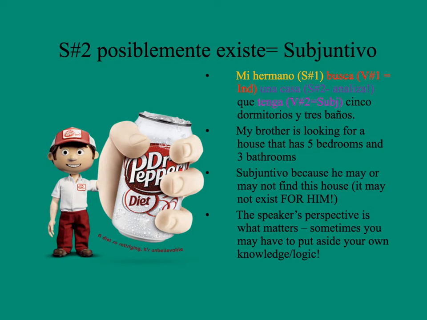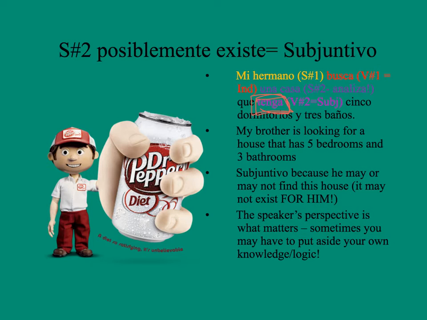Another example. My brother, subject number 1, is looking, verb number 1 in the indicative, for a house, that's subject number 2, that has 5 bedrooms and 3 bathrooms. Clearly, my verb number 2 has been put in the subjunctive. Tenga, you know that's a subjunctive form. Here's why. If your brother is looking for that house, he may find it and he may not. He may only find a house that has 5 bedrooms and 2 bathrooms. He may only find a house in his budget that has 4 bedrooms and 3 bathrooms. This specific house may not exist for him. That's why we use the subjunctive.